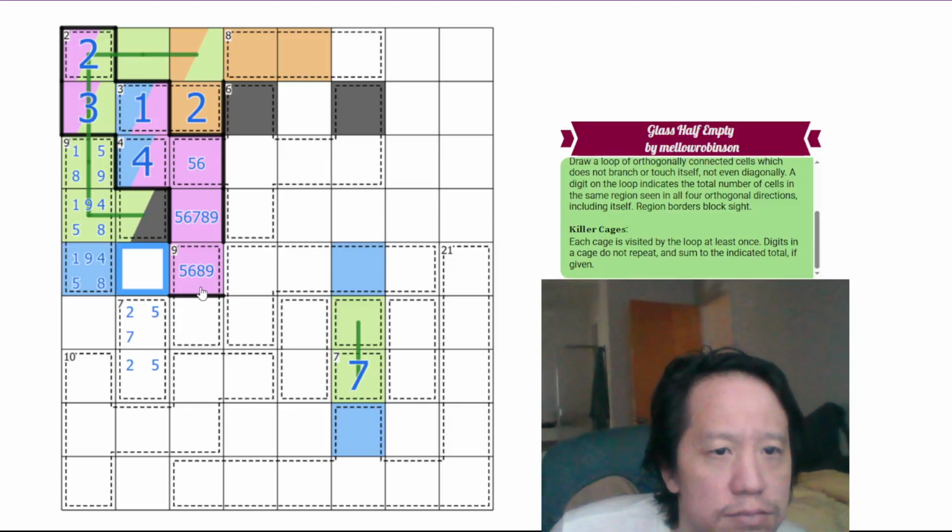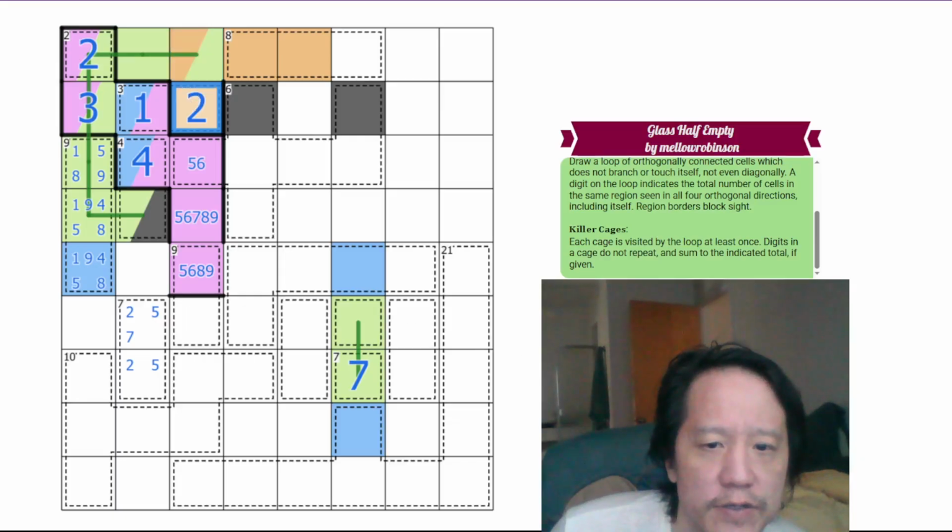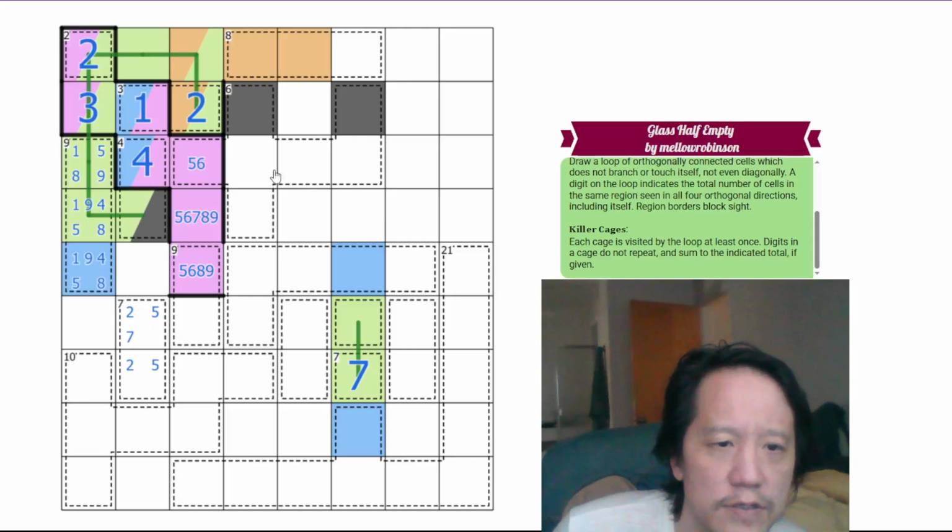Oh, it must enter this loop. So it must actually go this way. Sorry, the loop must enter this cage. So it must go that way, which means this cannot be 4 digits, which it would see if it's on the loop. So this can't be on the loop. So this is on the loop. And it goes that way.